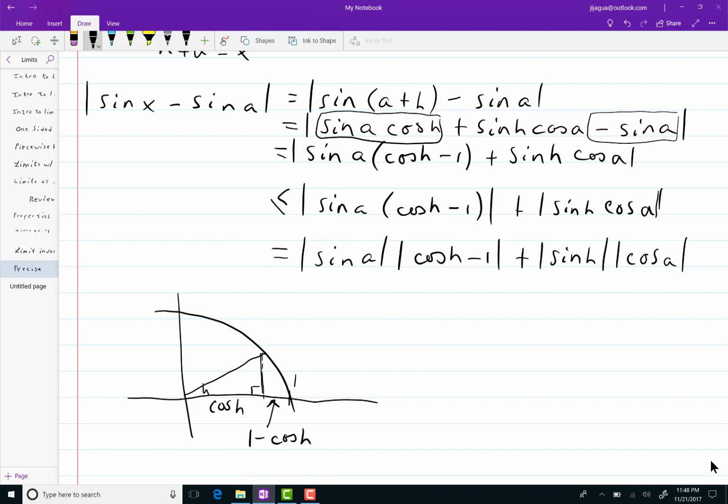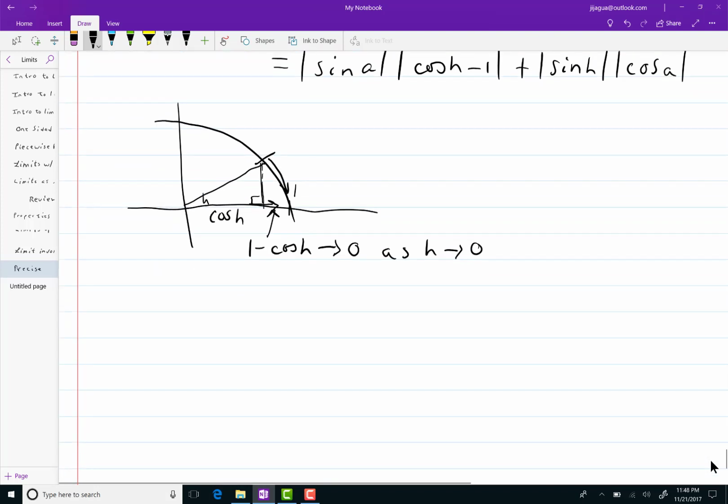Now, there's a variety of ways I can do things here, but I'm going to go with a more obvious way of looking at it. As h is going to 0, this piece is coming down. That means cosine of h is getting bigger and approaching 1, which means 1 minus cosine of h is approaching 0 as h approaches 0.